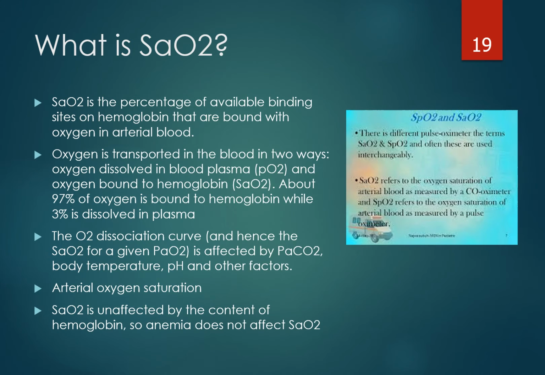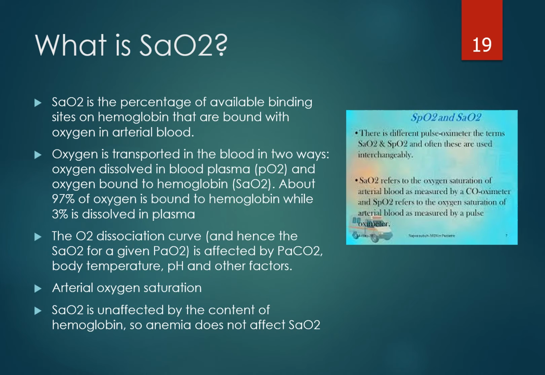Let's now turn our attention to SaO2. SaO2 is not SpO2, which can be obtained through pulse oximetry. SaO2 is the percentage of available binding sites on the hemoglobin molecule that is bound with oxygen in arterial blood. Basically, oxygen is transported in the blood in two ways. It's either dissolved in the plasma, which is called the PO2, or it can be bound to hemoglobin, which is called the SaO2. About 97% of the oxygen is bound to hemoglobin, so most of the oxygen in the blood is bound with the hemoglobin molecule, where the remaining 3% is dissolved in the plasma.